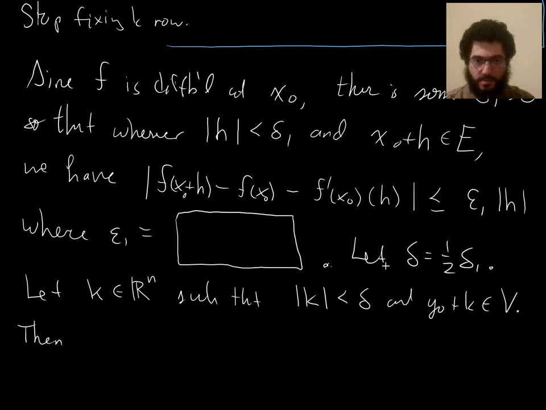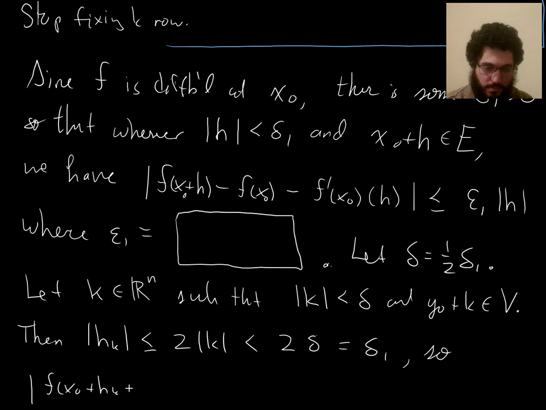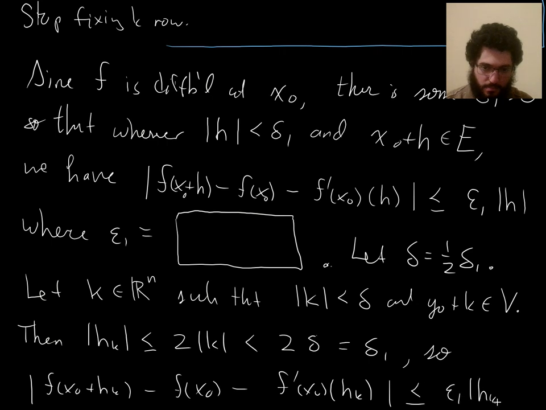Then, making k this small, let's just point out that guarantees that h sub k is also sufficiently small. So the norm of h sub k is less than or equal to 2 times the norm of k, which is less than 2 delta, which is equal to delta 1. So the 1/2 here cancels that 2 there. Okay. So that means we have this stuff except for the displacement vector h sub k. So that is what we have.